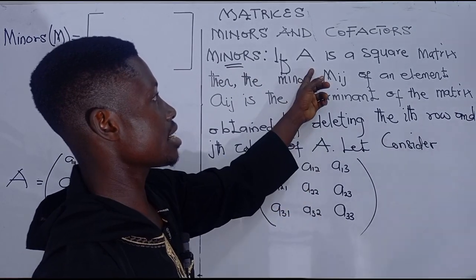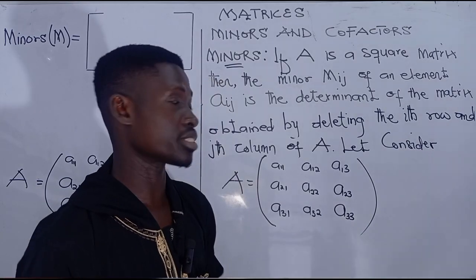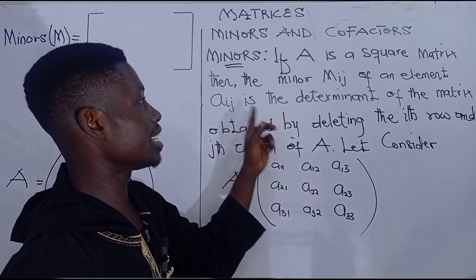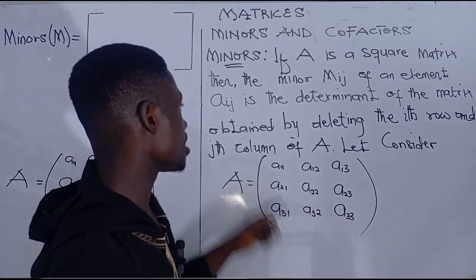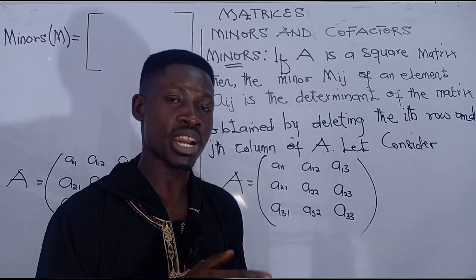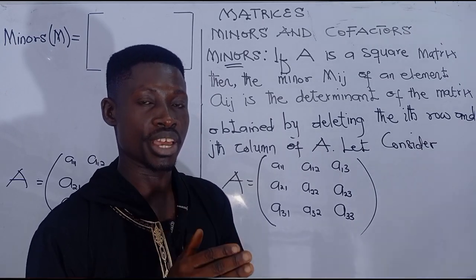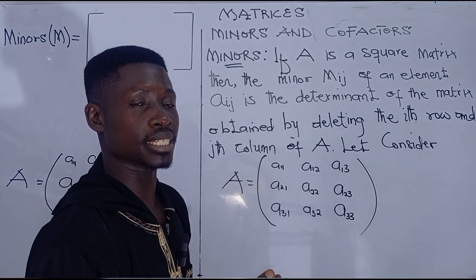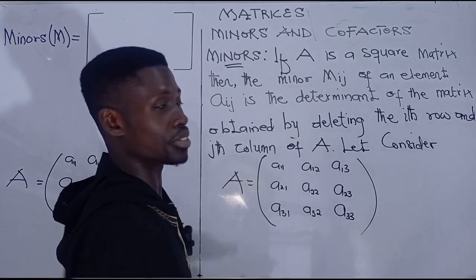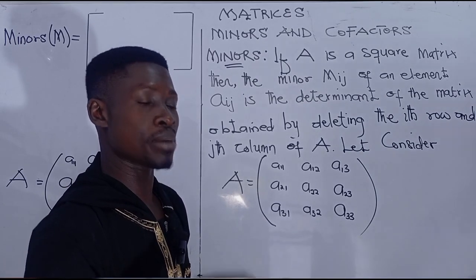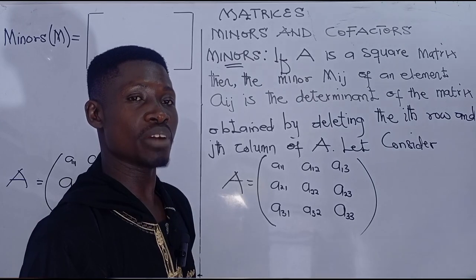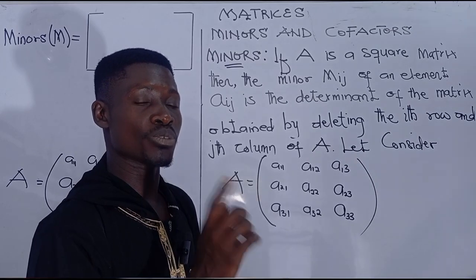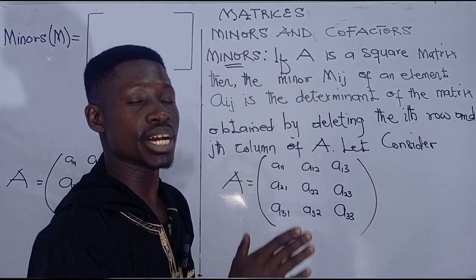We are saying that if A is a square matrix, and we know what square matrices are, then the minor Mij of an element Aij is the determinant of the matrix obtained by deleting the ith row and then the jth column of the matrix. So this is our matrix A, and to obtain the minors of this matrix, we have to delete the ith row and then the jth column, and we find the determinant of what still remains.